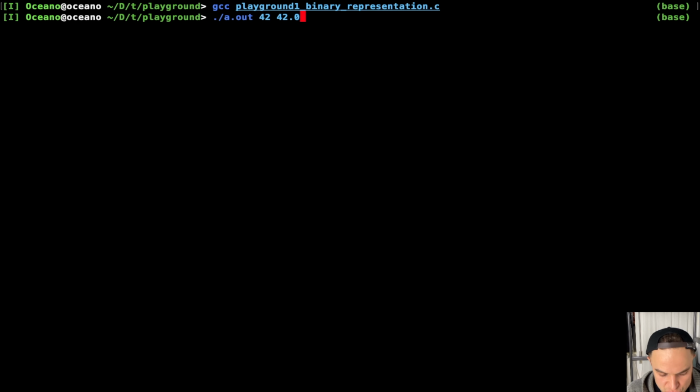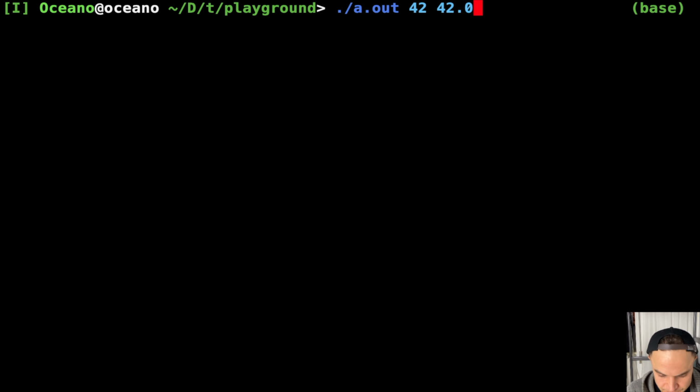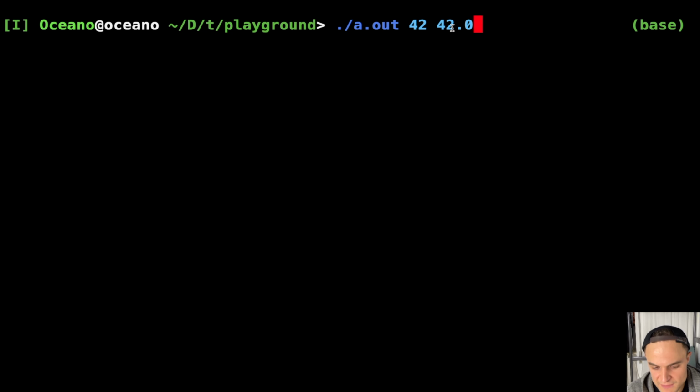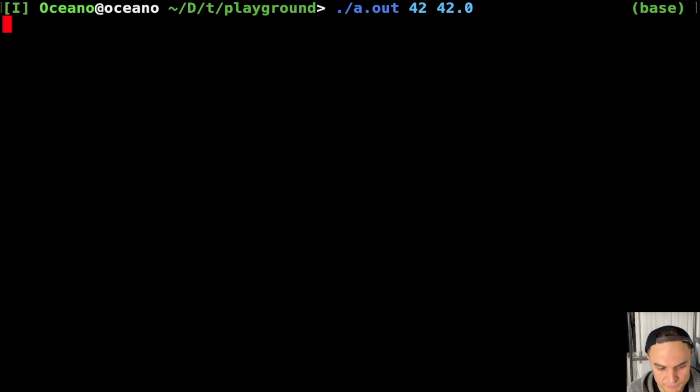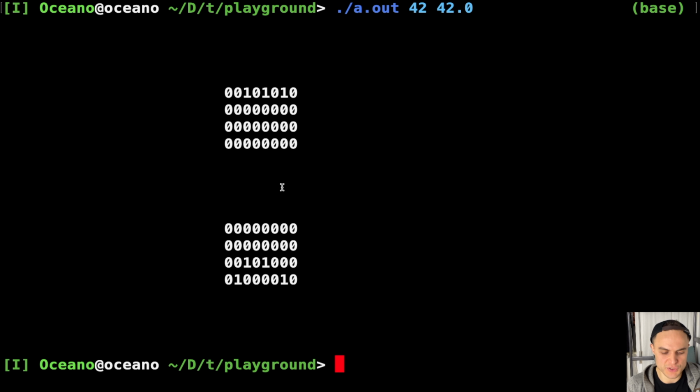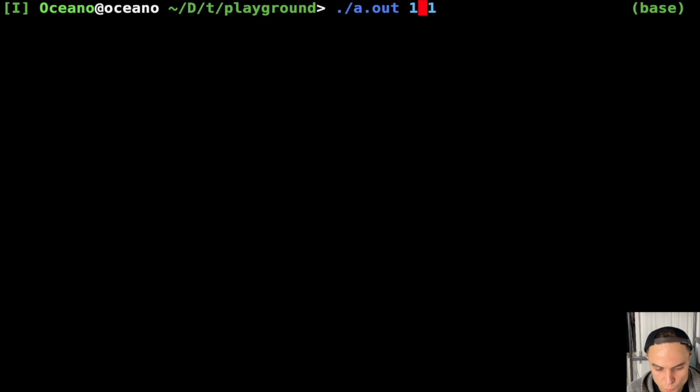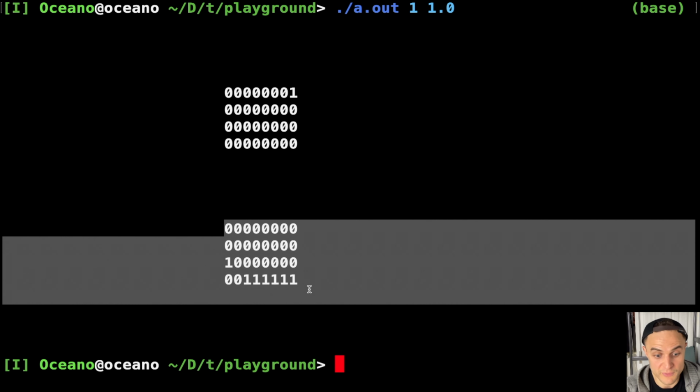So I'm gonna launch the program, and I'm gonna give as an input the value integer 42 and the float 42. You saw it before in my slide. Boom. Here it comes. This is the binary configuration for the number 42, which is this one, integer 42, and for the float 42. You can appreciate that it is totally different. The value is the same, but the configuration is totally different. Now we're gonna make the value 1 in integer form and 1.0 in the real form. Boom. You can see in the real form, totally different.